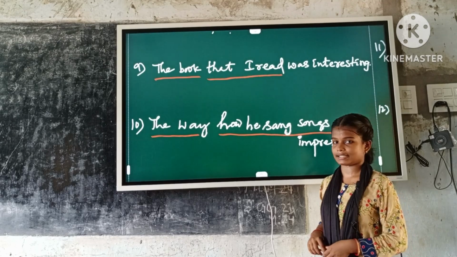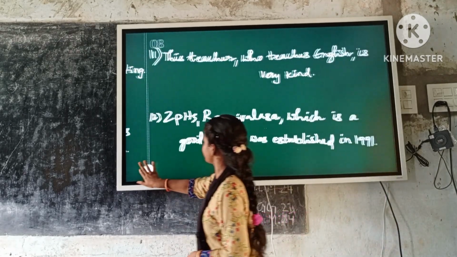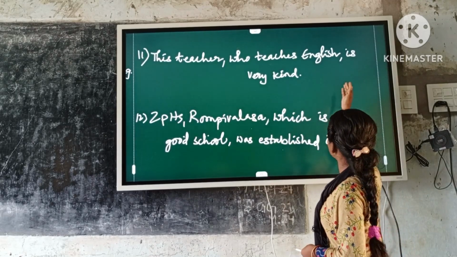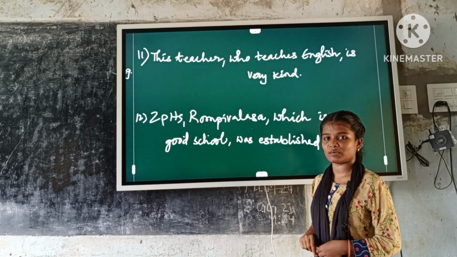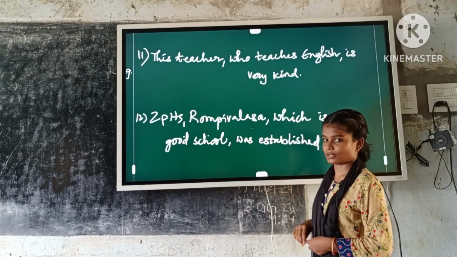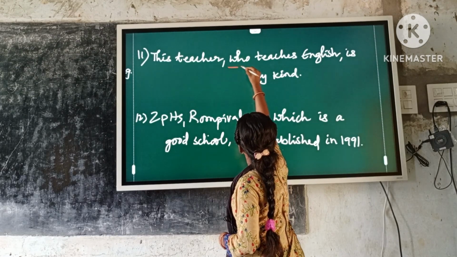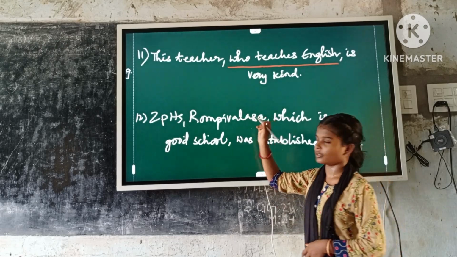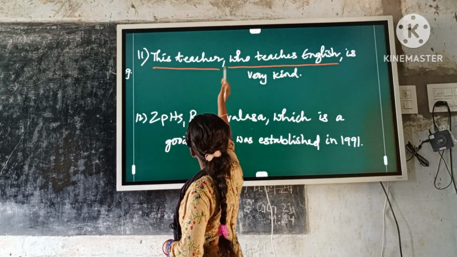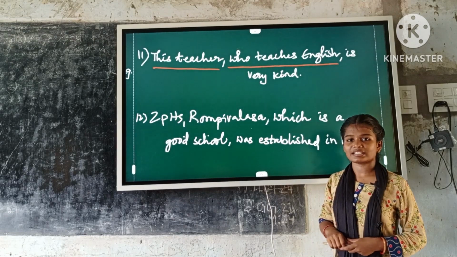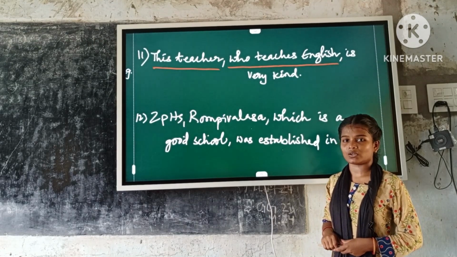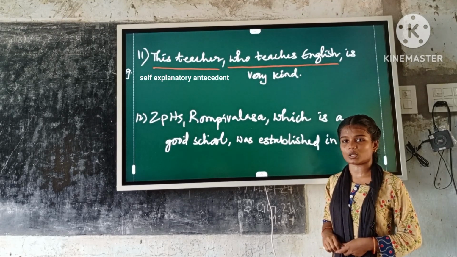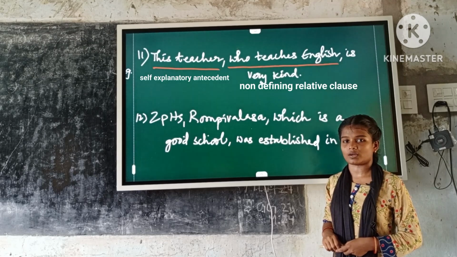Now some more examples. 11th example. This teacher who teaches English is very kind. Here relative clause is who teaches English. Antecedent is this teacher. Here antecedent is self-explanatory because it has this adjective. So this clause is called non-defining relative clause.